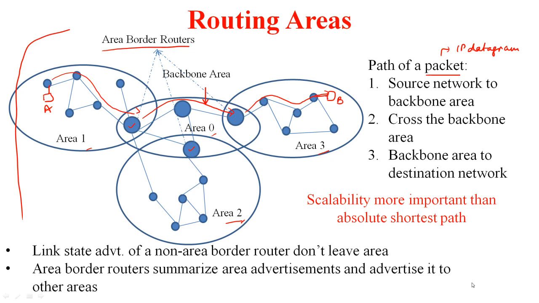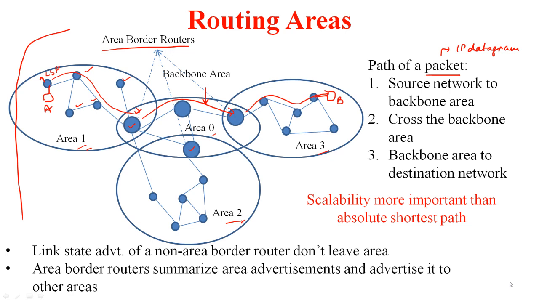So how does this help scalability? Basically, for the link state algorithm that is being run in an area, the advertisements do not leave the particular area. So for example, if this router is generating a link state packet, this is sent to all these routers and it is not sent to any other router. So the flooding happens only within an area. But then how do these routers within this area know how to reach other networks that are part of other areas? This is handled by the area border routers.